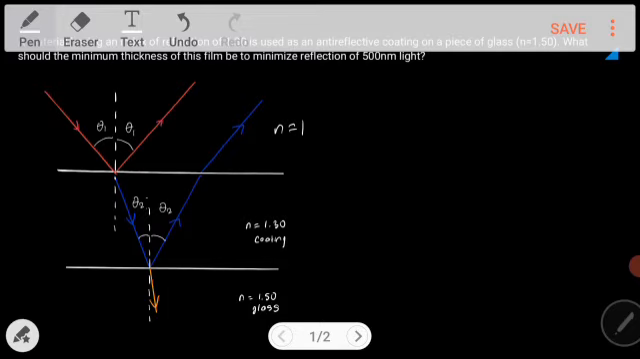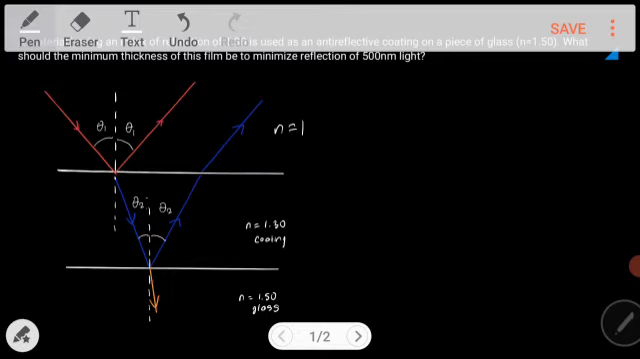Now let's get into theory. Lloyd's mirror experiment shows that the light will experience a phase change of 180 degrees upon reflection from the surface. So the scientists made the theory that an electromagnetic wave will undergo a phase change of 180 degrees upon reflection from a medium that has a greater index of refraction than the one in which the wave is traveling.